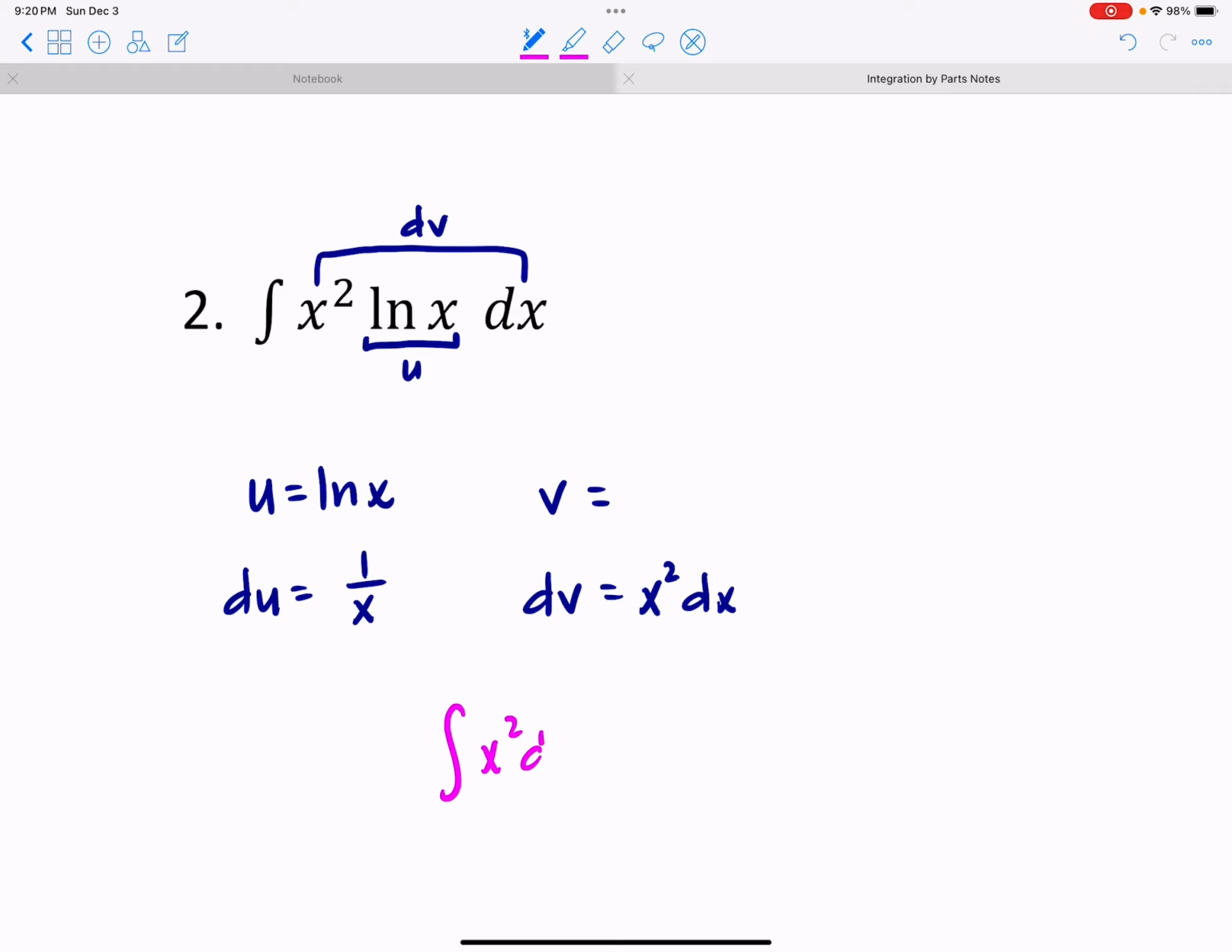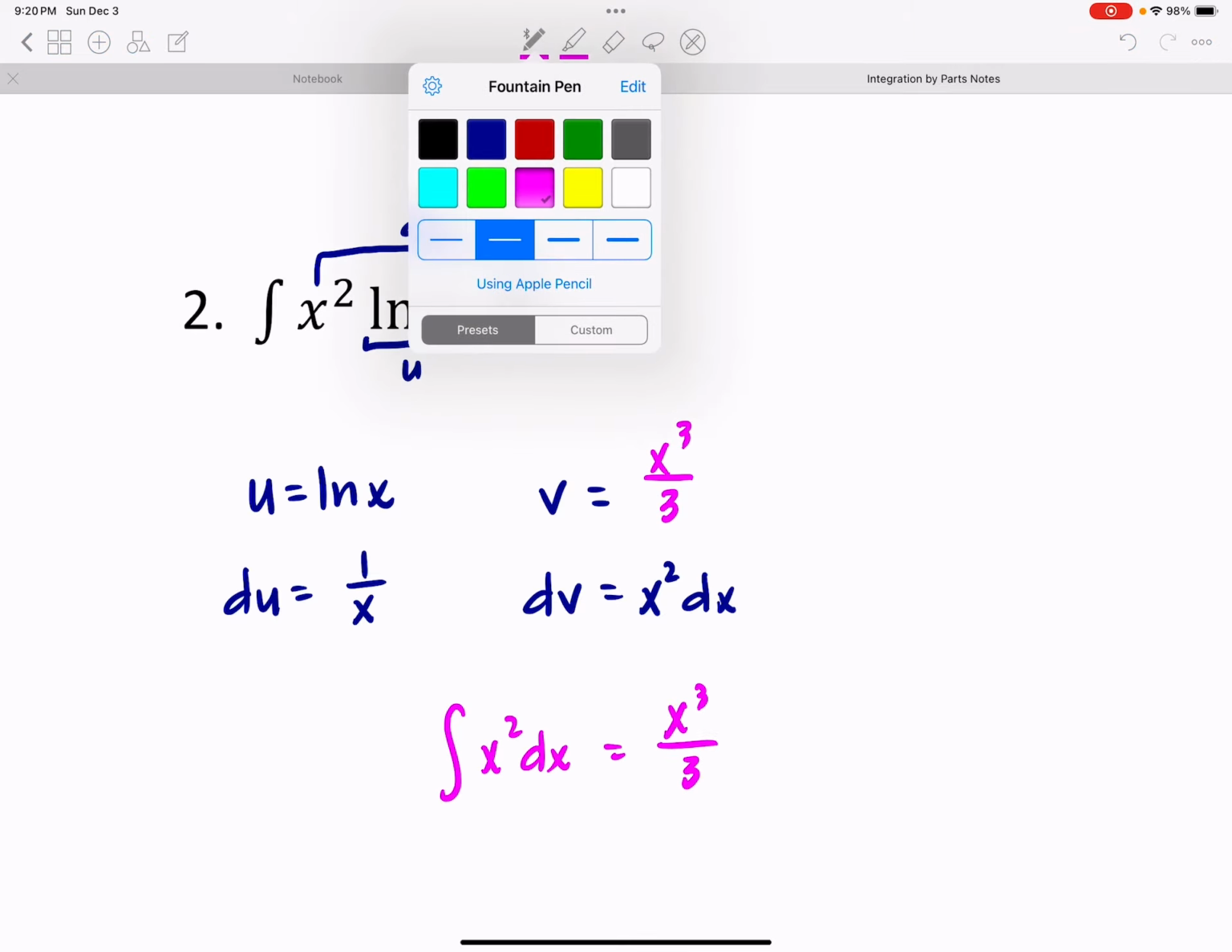dx. Well, that's a pretty easy thing to integrate, right? I can apply a basic power rule to take that integral. And so this is going to be x to the third divided by 3. So we add 1 to the exponent and divide. So this would be x cubed divided by 3. And so here, let me just write that here as well. We're ready to apply our formula.